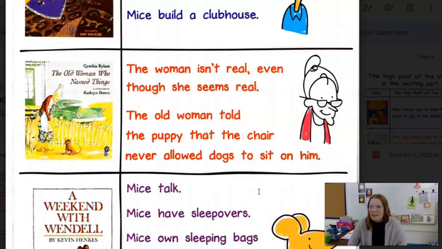Can chairs make decisions or allow people or animals to do things? If you said no, you're right. Chairs can't make those decisions because chairs are not living. So those are two really big reasons how we can tell that The Old Woman Who Named Things is a fiction story. So the next one we're going to talk about is A Weekend with Wendell.